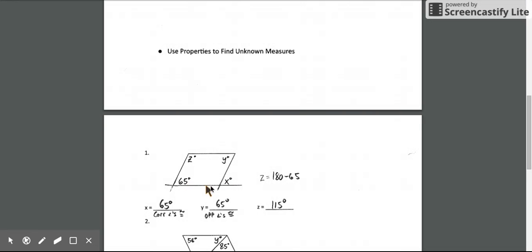In another method, we could use two steps. So if I know that this is 65, this angle inside the parallelogram is its supplement, so that's 115. And then these two angles are a linear pair. They're going to add up to 180. So if I do 180 minus 115, I get back to 65 right here.